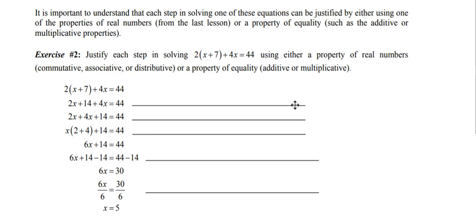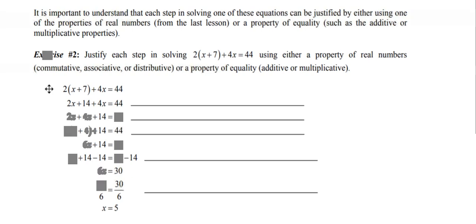So exercise 2, we're going to justify each step involved with solving 2 times the quantity x plus 7 plus 4x equals 44 using either the property of real numbers, commutative, associative, distributive, or property of equality, which is additive or multiplicative. So the first one, you just look, how did we get from 2 times the quantity x plus 7 plus 4x equals 44? How did we get there? Well, we distributed. So the first one is just distributed.